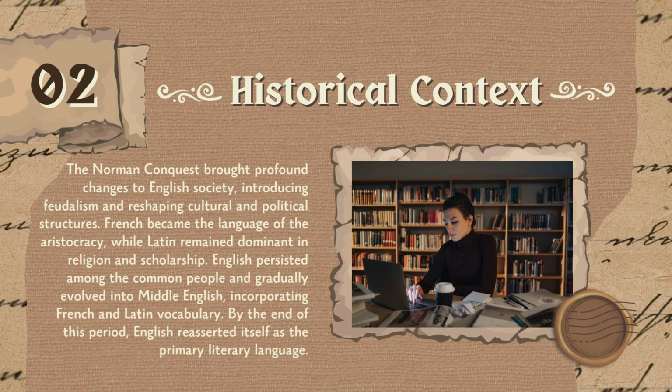Historical context. The Norman Conquest brought profound changes to English society, introducing feudalism and reshaping cultural and political structures. French became the language of the aristocracy, while Latin remained dominant in religion and scholarship. English persisted among the common people and gradually evolved into Middle English, incorporating French and Latin vocabulary. By the end of this period, English reasserted itself as the primary literary language.